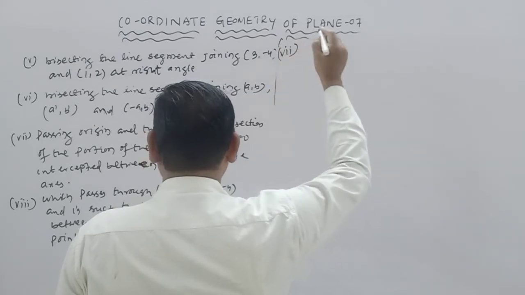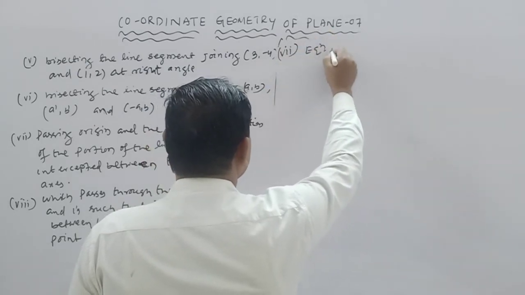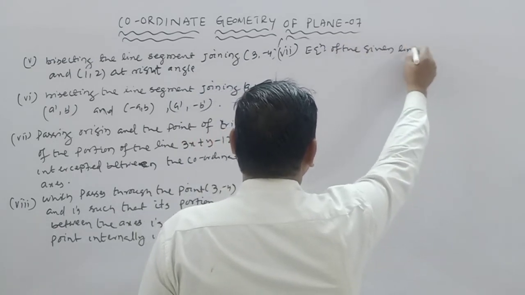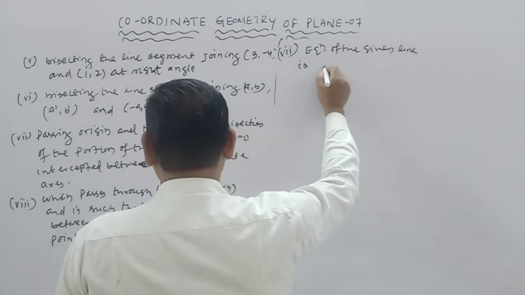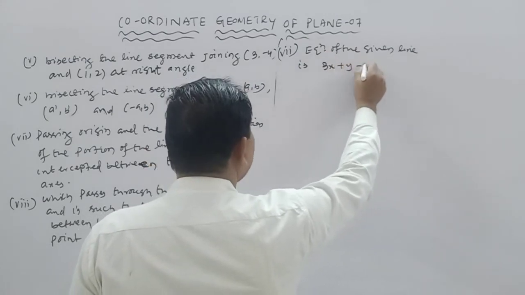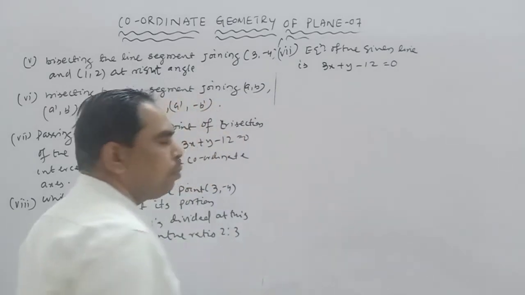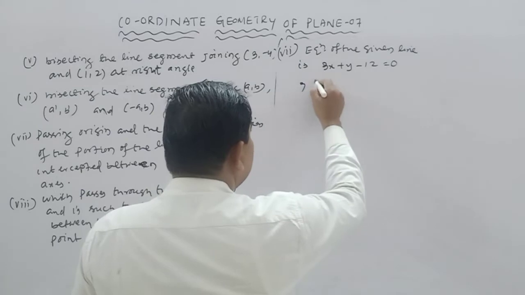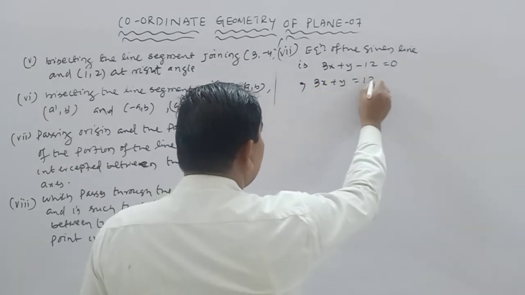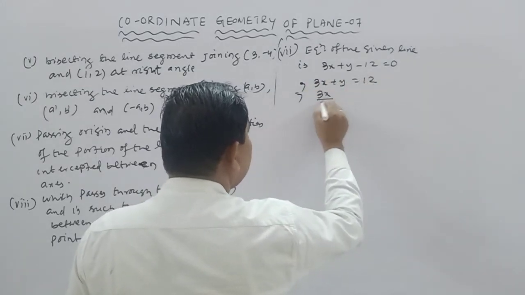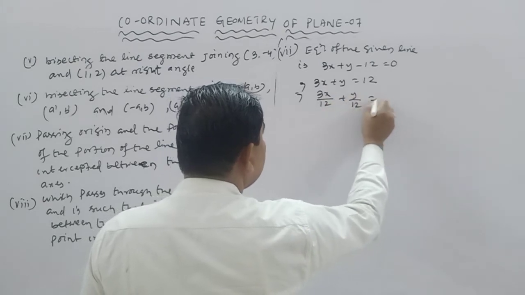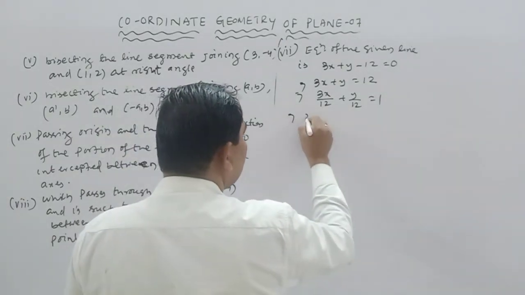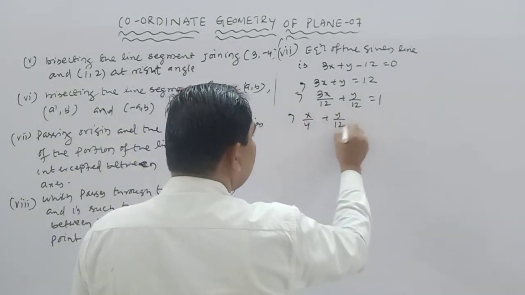The equation of the given line is 3x plus y minus 12 is equal to 0. This implies 3x plus y is equal to 12. Dividing both sides by 12, we get 3x by 12 plus y by 12 is equal to 1. So x by 4 plus y by 12 is equal to 1.